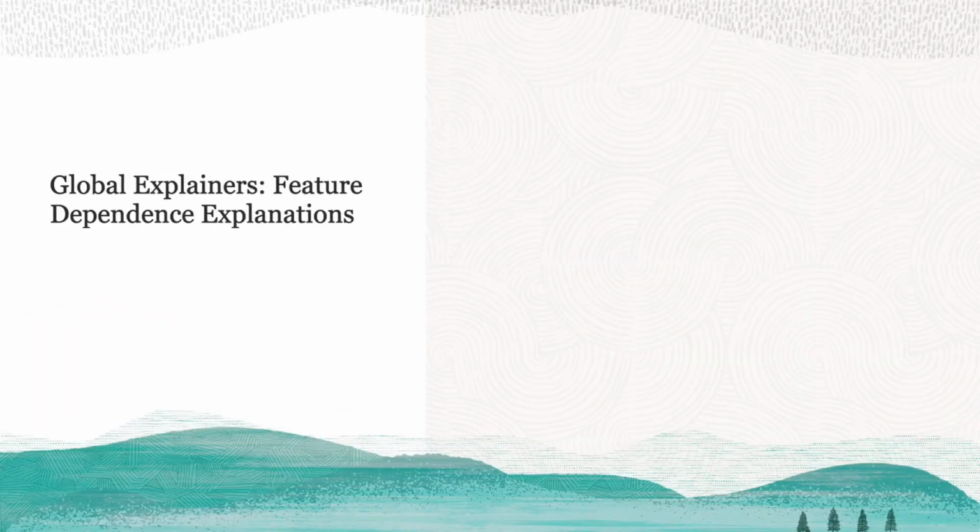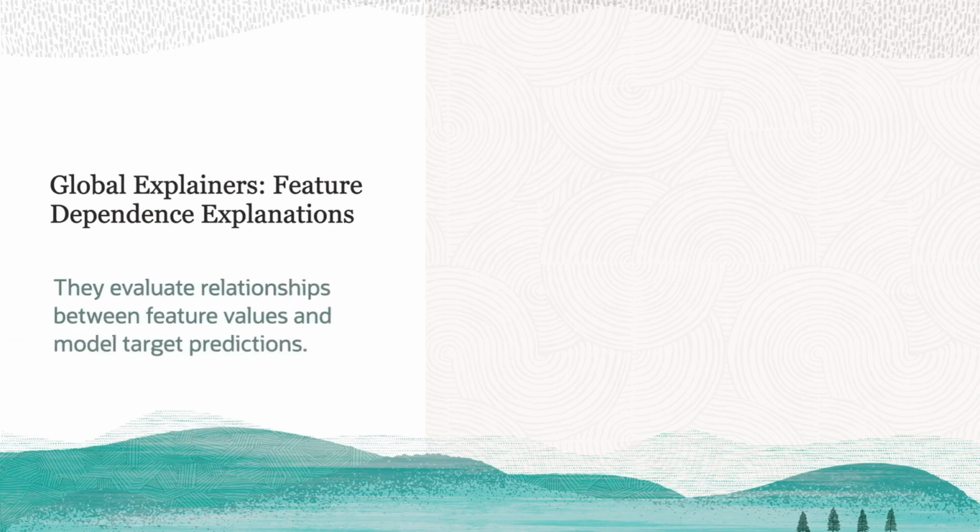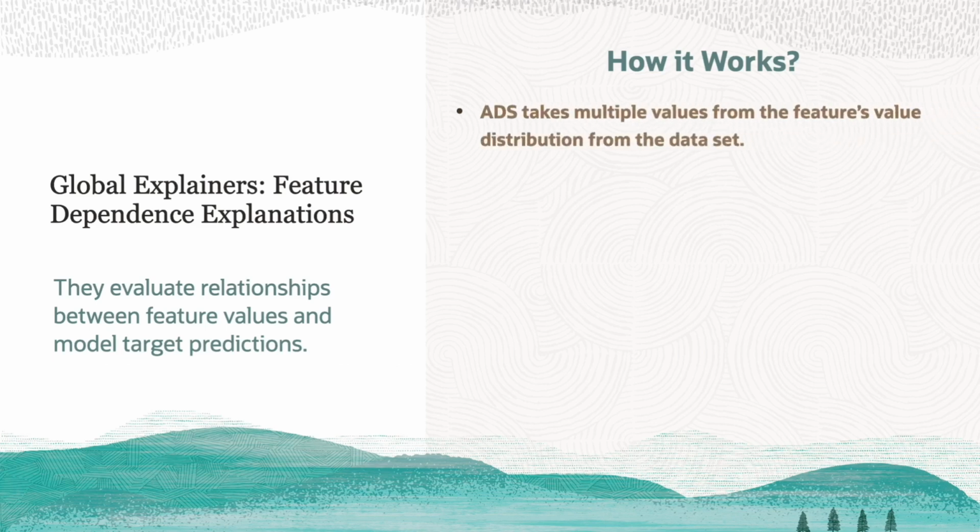So feature dependence explanation is the first technique in the global explainer. It highlights the marginal effect that specific features have on the predictions of a model. So how does it work? First, you select a feature to explain from a trained machine learning model. ADS takes multiple values from the feature's value distribution from the dataset.